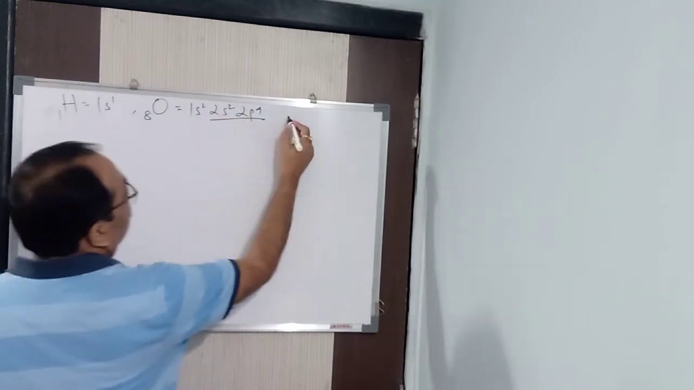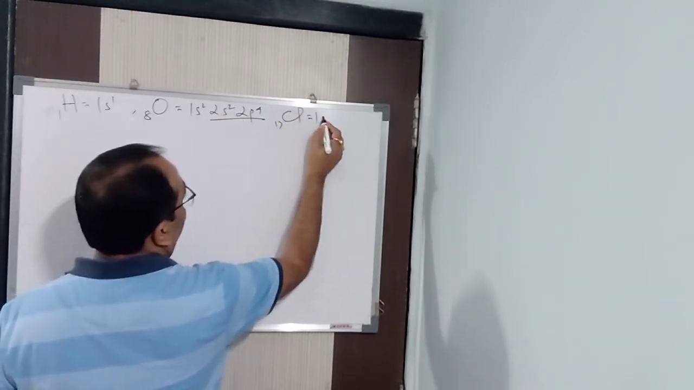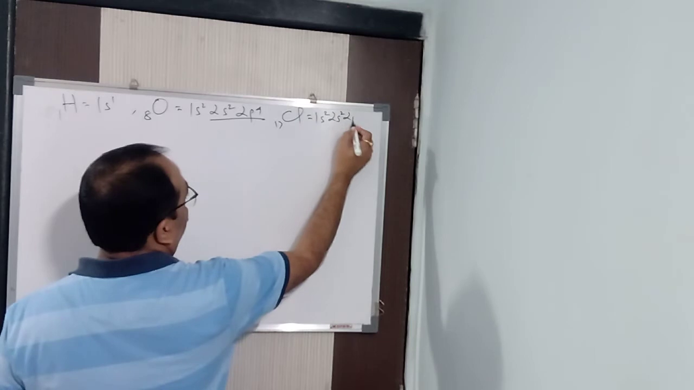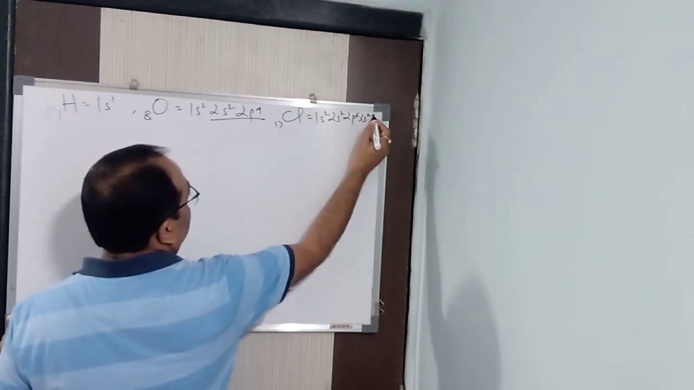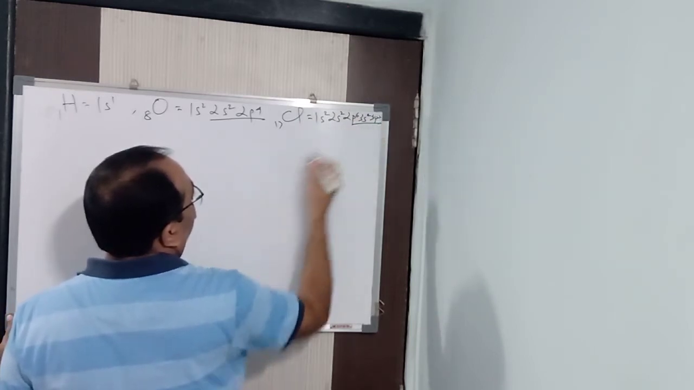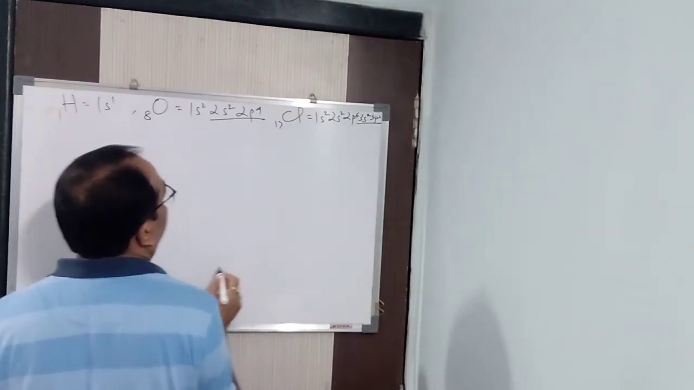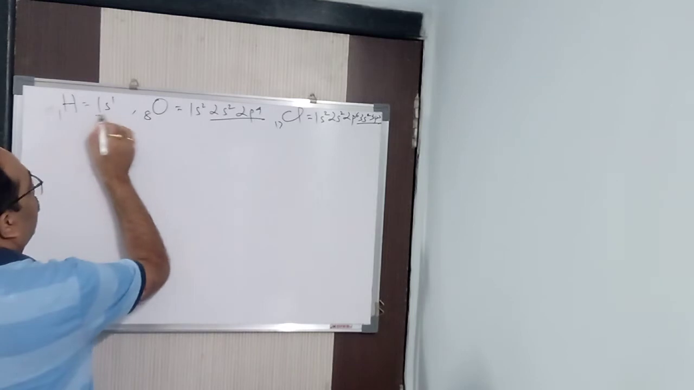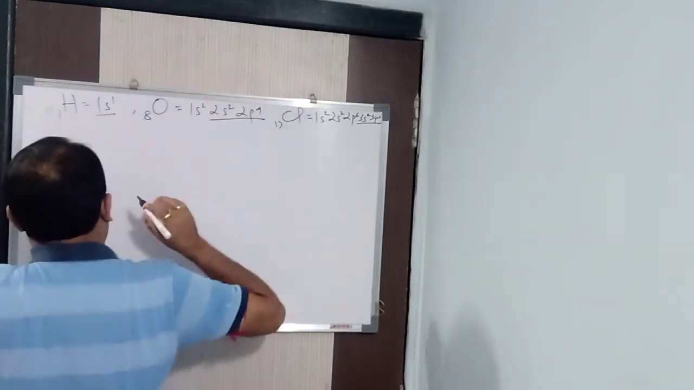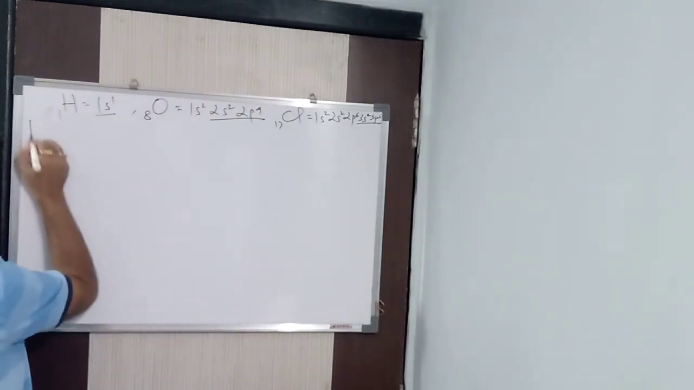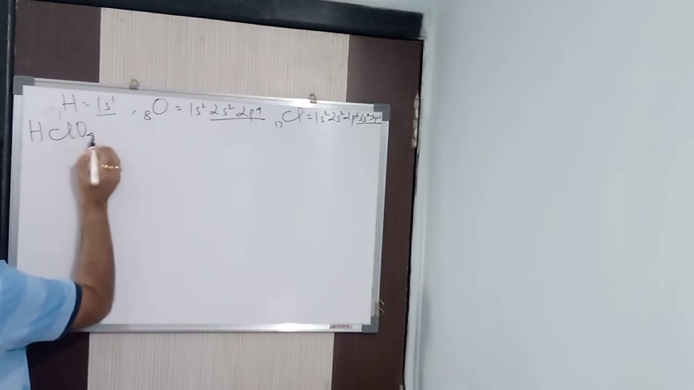Now, chlorine is 17, so 1s2, 2s2, 2p6, 3s2 and 3p5. So chlorine has 7 electrons in the outermost shell, as you can see. Oxygen has 6, hydrogen has 1, chlorine has 7 electrons in the outermost shell. Now, the molecule I mentioned is HClO4.